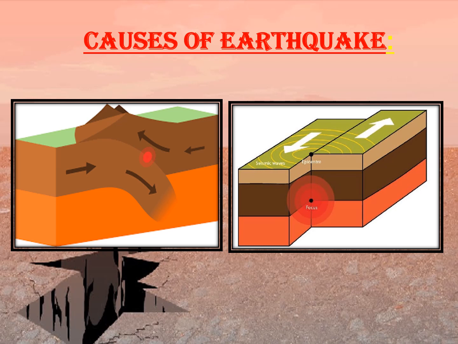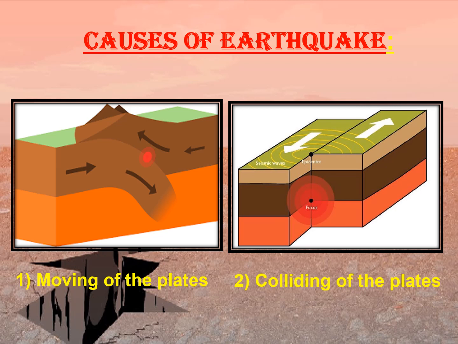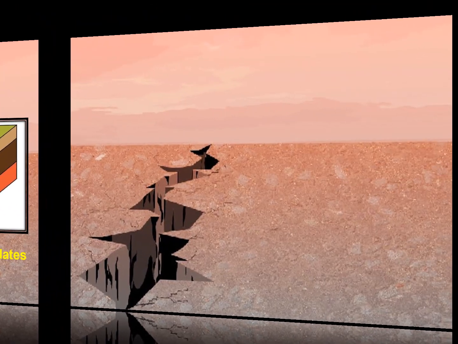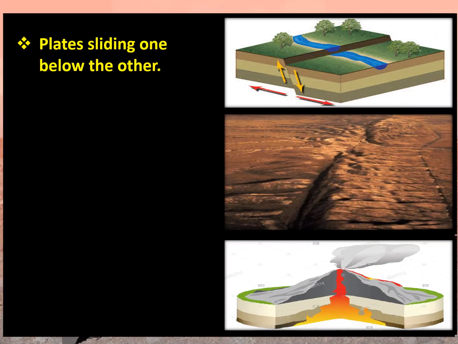Some of them are: first one, moving of the plates. When plates move, they release energy in the form of waves which can cause earthquakes. Second, colliding of the plates. These moving plates collide and such a collision can cause earthquakes. Plates sliding one below the other. That is, when plates collide and one plate slides under the other, it can also cause energy release leading to earthquakes.